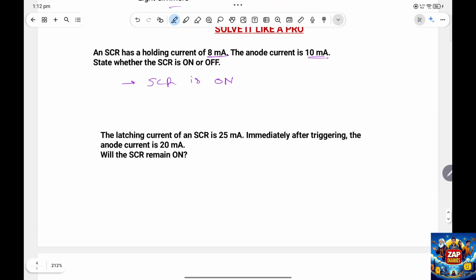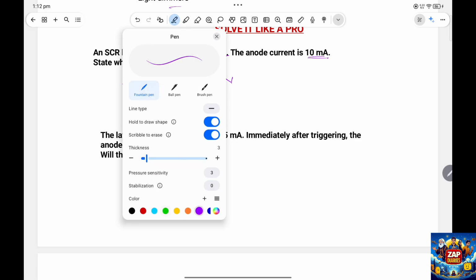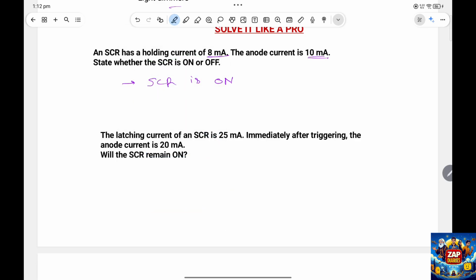And if you want the descriptive one, then you can just do it like this. IA equals 10 milliamps, then IH equals 8 milliamps.